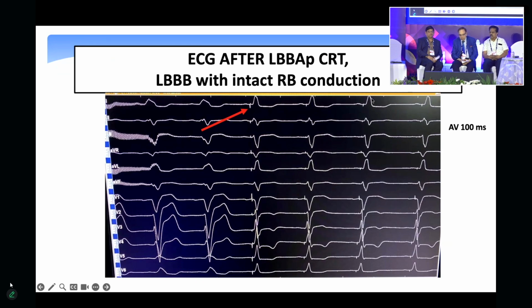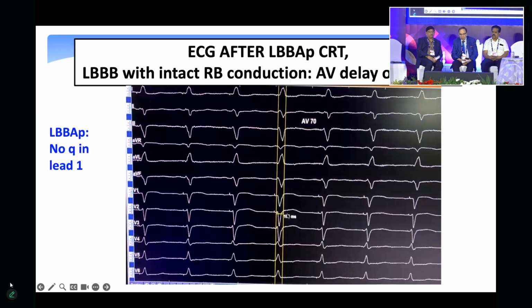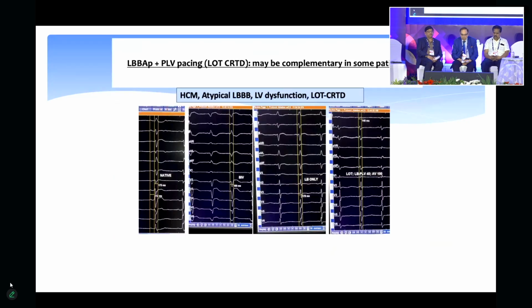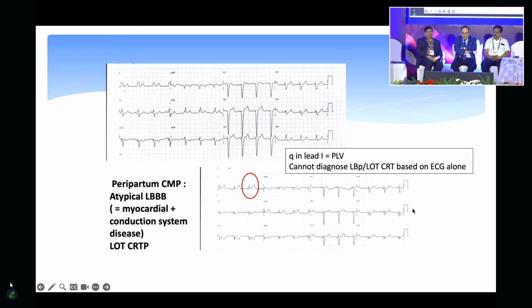There is a slurring in V1, lead 1. Whereas you activate a little earlier, the slurring in lead 1 is gone, these notches in inferior leads are gone. And the QRS has become incredibly narrow. So the AV delay also defines the ECG morphology. And like we heard some time back, pacing the posterolateral vein lead plus the left bundle will be complementary. The typical feature would be you get a Q in lead 1 plus an RSR dash or an RQR in V1. So you get a combination. Like in this particular case, peripartum cardiomyopathy, not a very classical LBBB. You have a Q in lead 1 and a narrow QRS.